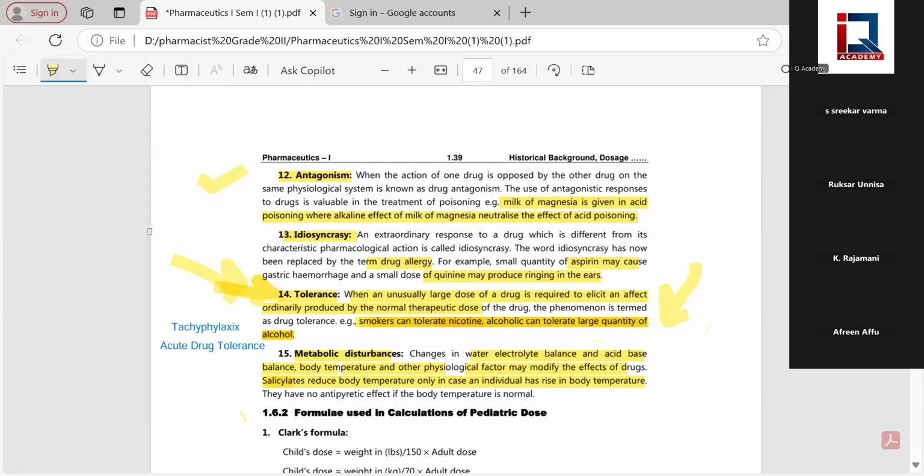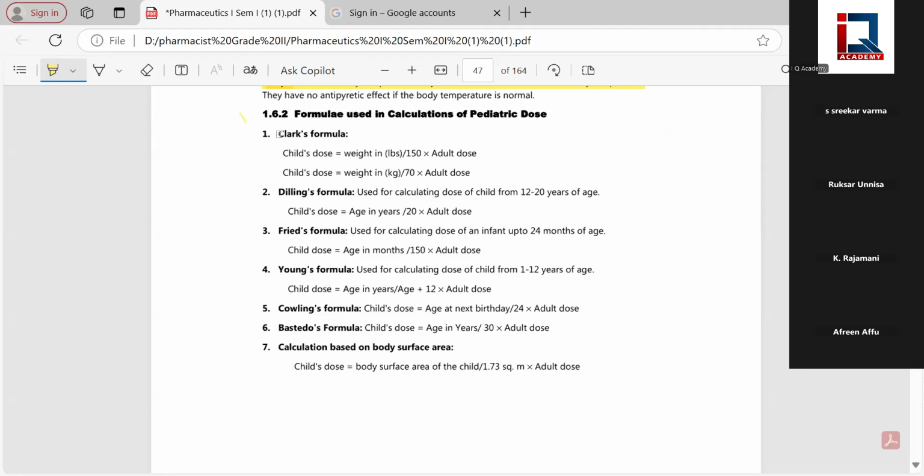Before going to the calculation part, you need to know certain formulas: when we use Clark's formula, Dilling's formula, Fried's formula, Young's formula, Cowling's formula, Bastedo's formula, and calculation based on surface area. I will take the important ones: Clark's, Dilling's, Fried's, Young's, and the one based on surface area. The fifth and sixth are not that important, but the remaining ones are very important.